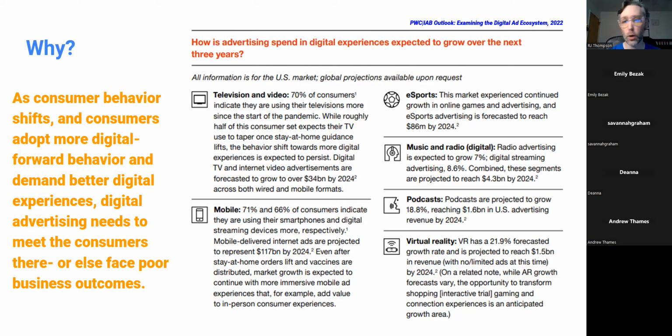That will absolutely grow into the hundreds of millions as time moves on. Music and radio, $4.3 billion. Podcasts, $1.6 billion in advertising revenue. Virtual reality, that's an amazing thing to think about. $1.5 billion reach by 2024.